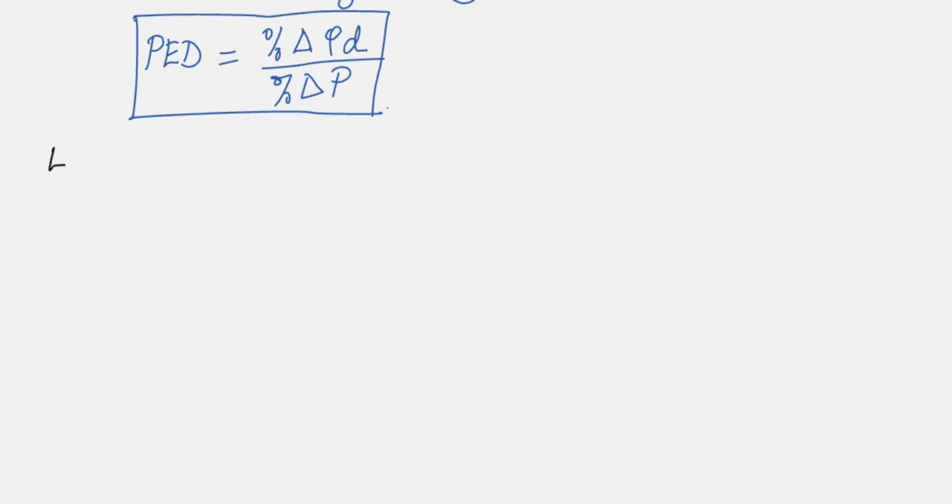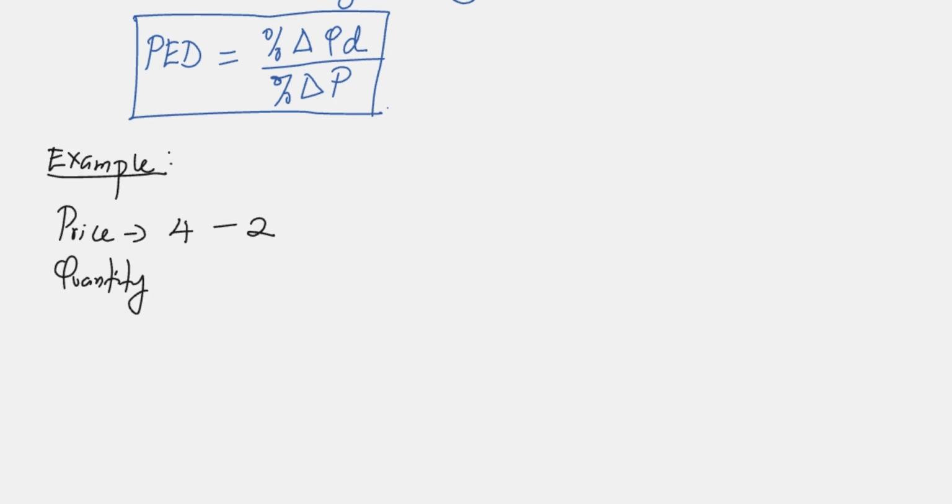Now, I think it's a good point for us to look at an example. Assuming that the price of a certain good has changed from $4 to $2, that is a drop in price, we expect that quantity demanded will increase, of course. So the quantity demanded increased from 16 to 25. So the question is, what is the price elasticity of demand in this case?